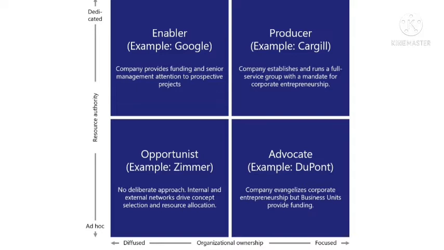Example for advocate is DuPont. The company evangelizes corporate entrepreneurship, but business units provide funding. Lastly, the example for producer is Cargill. A company establishes and runs a full-service group with a mandate for corporate entrepreneurship.